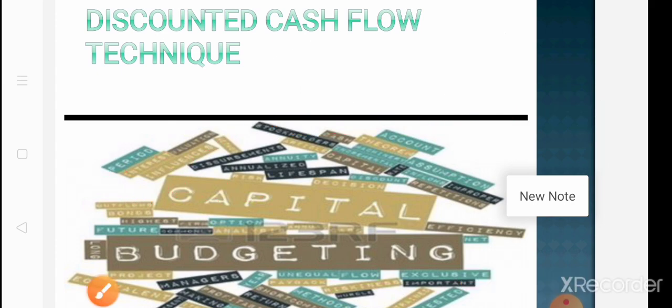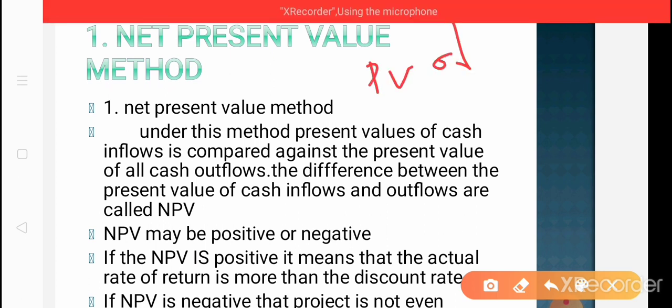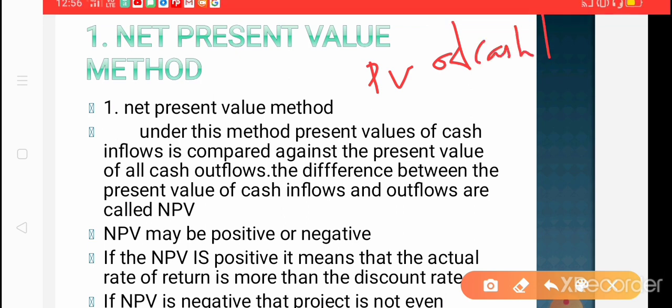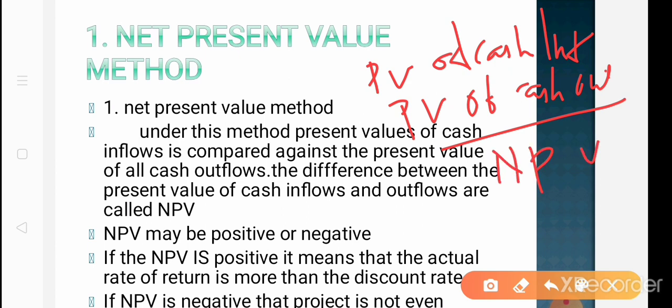So before moving toward the calculation, we are going through the meaning of net present value. Net present value is the difference between the present value of cash inflow and present value of cash outflow. The present value of cash inflow minus present value of cash outflow is called net present value. It may be positive or negative.